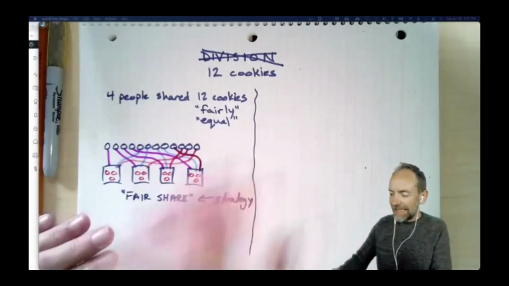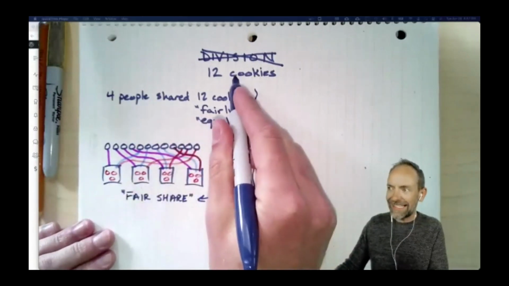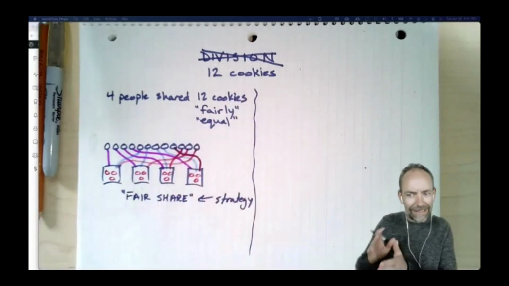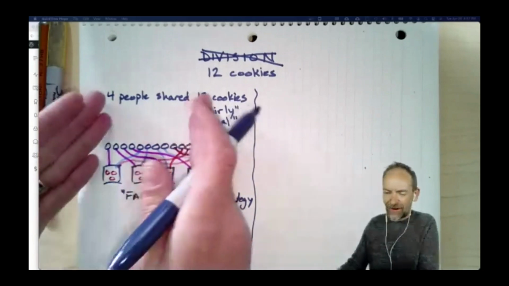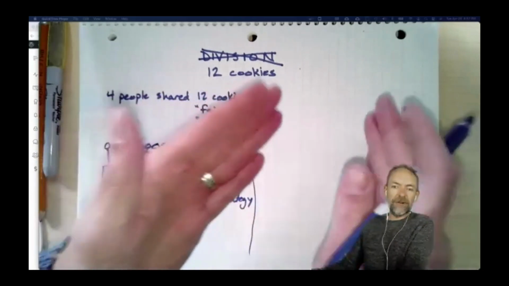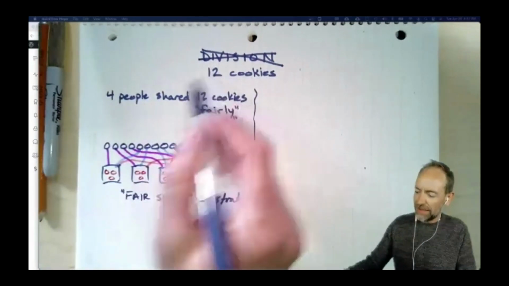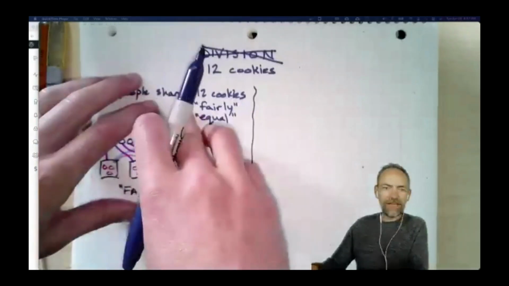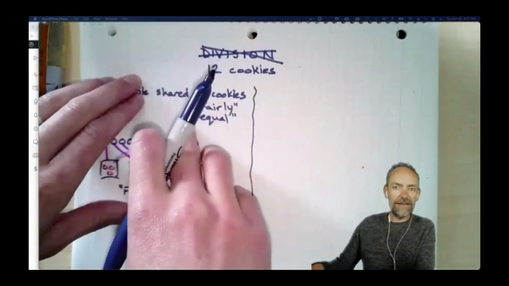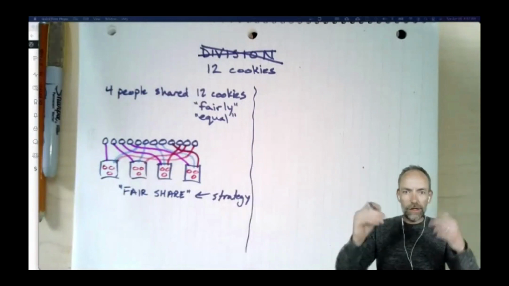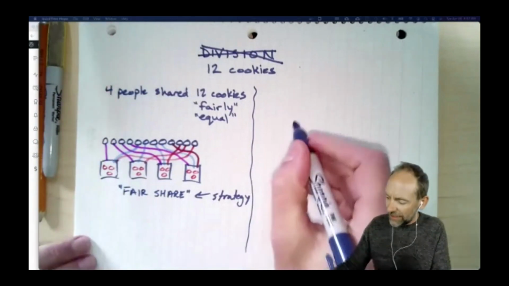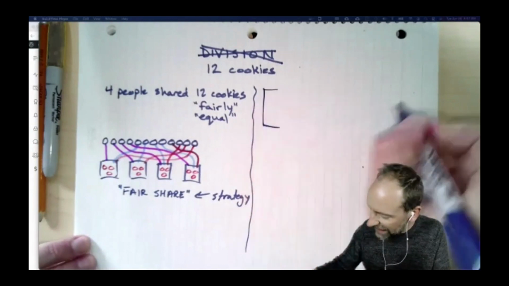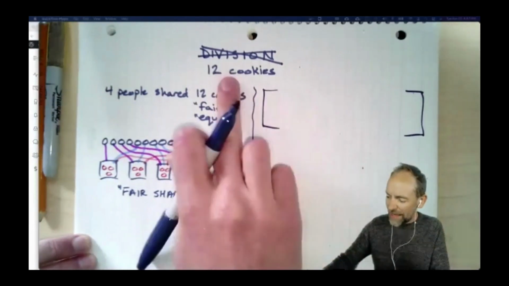Now, I'm going to tell you though, when I said this, I was rolling the dice that you were going to either do this scenario or introduce another scenario. However, as soon as I say cookies and people, most people default to this scenario right here. They default to this idea of, oh yeah, just share it out. But I'm going to tell you, there's another type of division. There's another way we can say this problem.